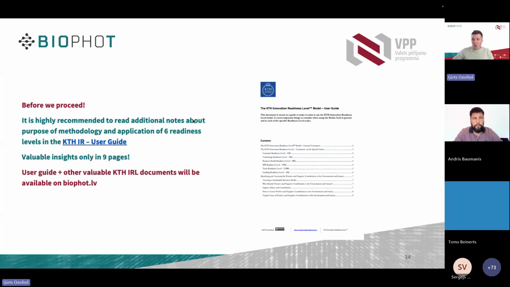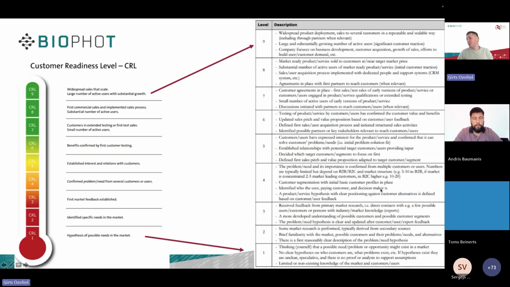I will not, of course, read all the level descriptions. They are also quite small here, but the idea is the following: in each scale we start from 1. 1 is less mature. The 9 is the top, maximum maturity. In general, in BioPhoT, I can tell you honestly that we will be working basically from 1 till maybe 5, 6. This is our range, because those higher scales are already out of the focus of BioPhoT's technology readiness levels or innovation readiness levels.